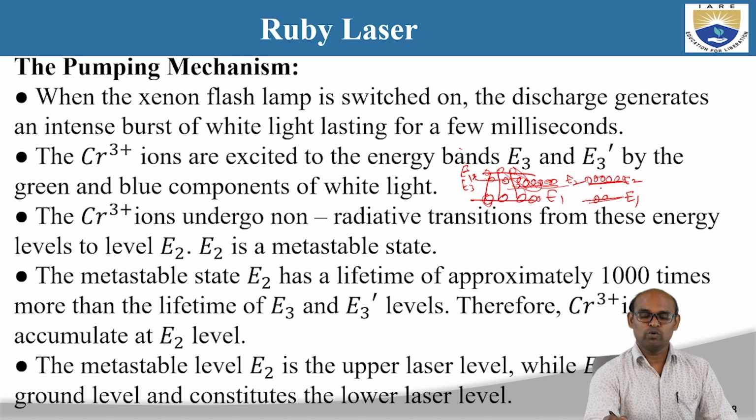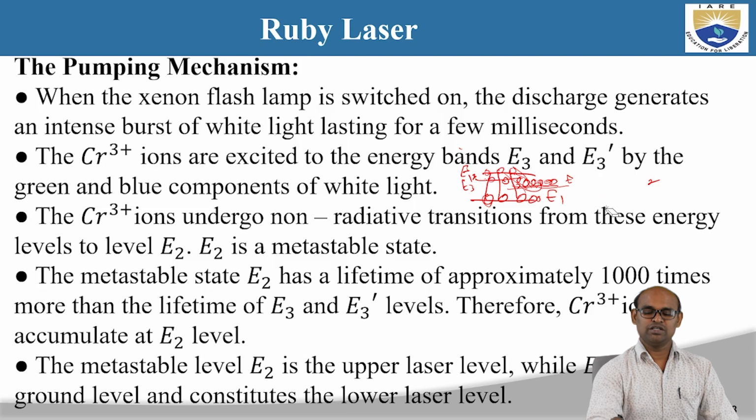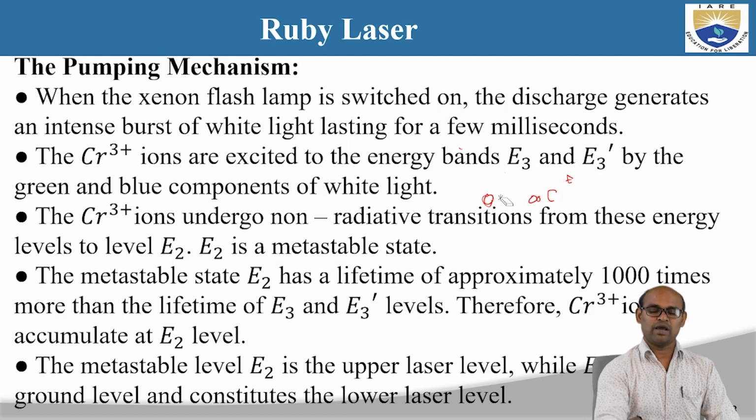Okay, so now we are saying that as there are more atoms in E2, N2 is greater than N1. So population inversion is achieved between metastable state E2 and ground state E1. E2 is called the upper lasing level and E1 is called the lower lasing level, because we have achieved population inversion between these two levels. So population inversion is achieved between E2, which is a metastable state, and E1, which is a ground state. Okay. Now, once population inversion is achieved, let us see what happens.